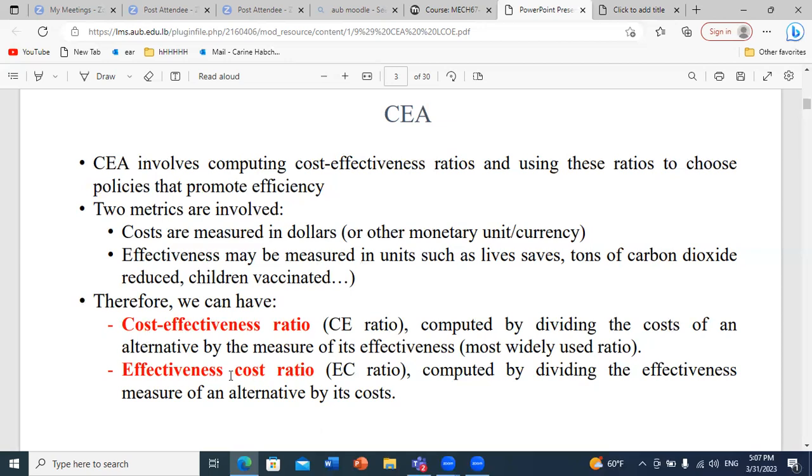Therefore, here we can have two ratios. We calculate the cost effectiveness ratio, which is computed by dividing the costs of an alternative by the measure of its effectiveness, which is the most widely used ratio, or we can take the inverse, which is the effectiveness cost ratio, which is computed by dividing the effectiveness measure of an alternative by its cost.